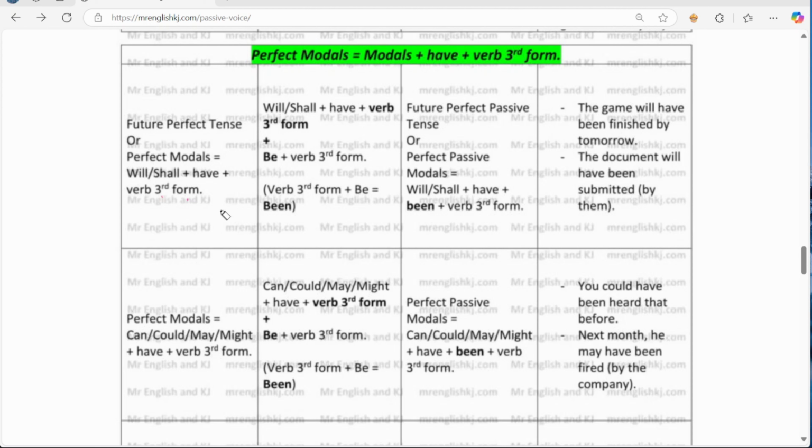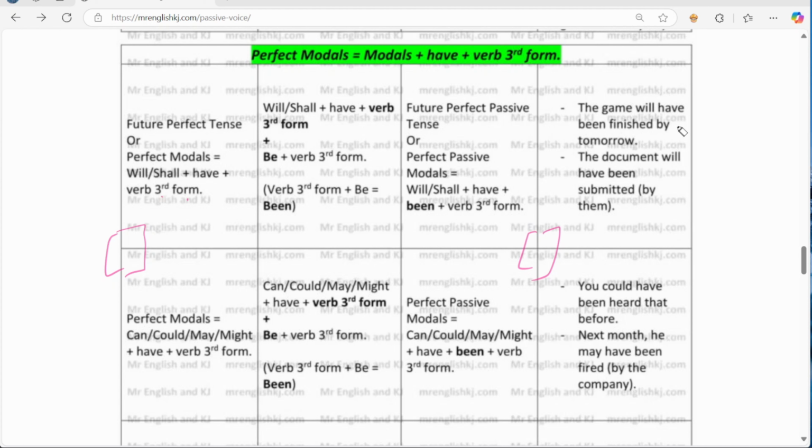Now you might be confused. Future perfect modals you have never heard, but it is there. Okay, if you don't know the tenses of them, how can you do passive, right? If you don't know the active, how can you do passive? If you know active, you can easily do passive of it because it is still the same. We are adding be plus third form to the same rule and then we are making the same thing.